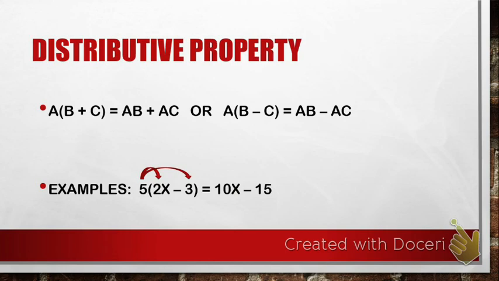Distributive property: a times b plus c equals ab plus ac, or a times b minus c equals ab minus ac, and there's an example below.